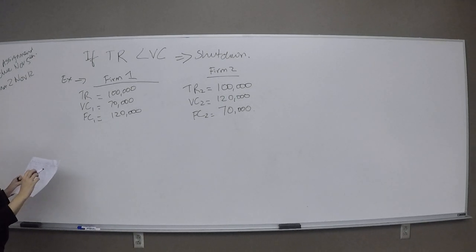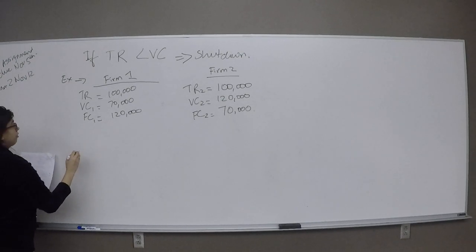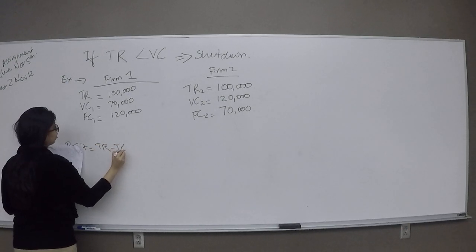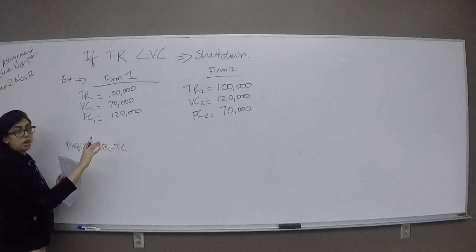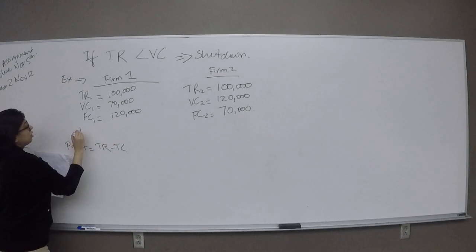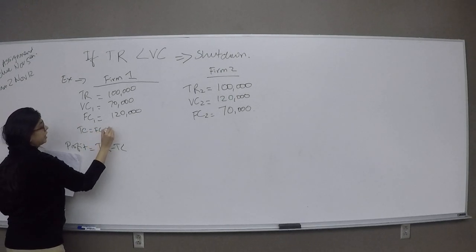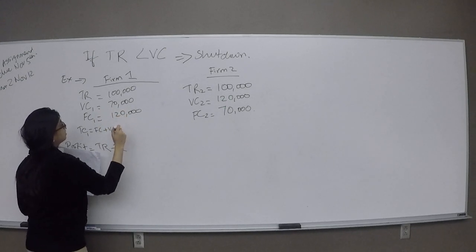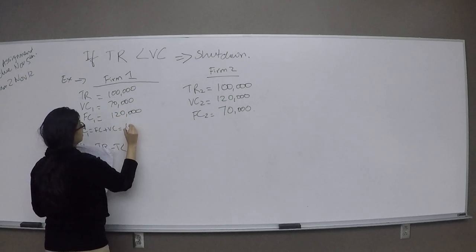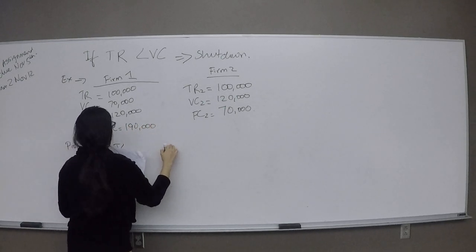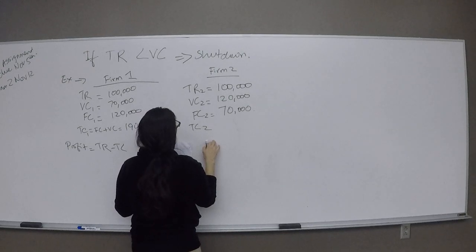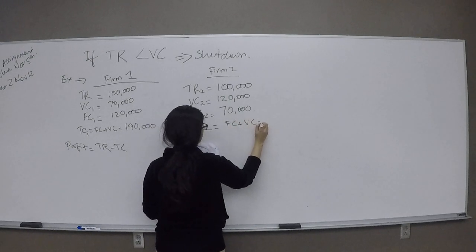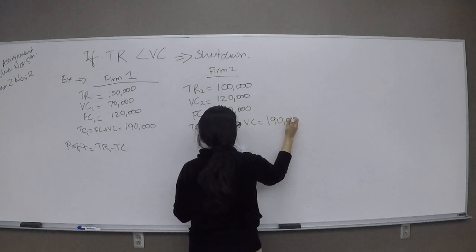So what are the profits for firm 1 and firm 2? Well, profit is equals to total revenue minus total cost, right? We're not given total cost here, but we can calculate it. Total cost is equals to fixed cost plus variable cost. So for firm 1, the total cost is 70,000 plus 120,000, which is 190,000. The total cost for firm 2 is, again, fixed cost plus variable cost, is also 190,000.